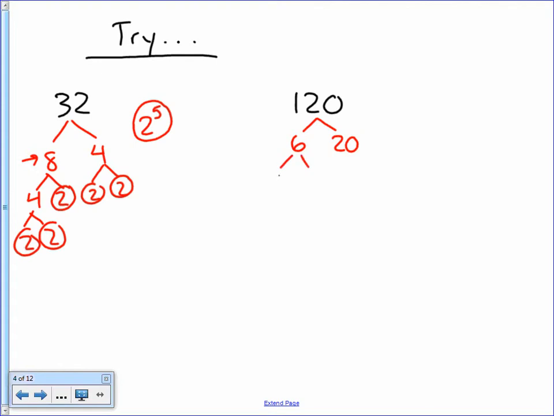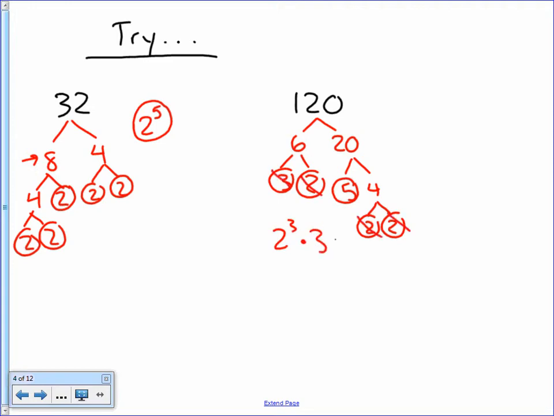I can break up 6 into 3 and 2, which are both prime. I can break up 20 into 5 and 4. So 5 is prime. 4 is not, so I can break 4 up even more. So 2 times 2, and those are both prime. So how many 2's do I have? I have 1, 2, 3, so 2 to the third power, times, okay, I'm done with the 2's, 3, okay, done with the 3, and then times 5. And that is my prime factorization.